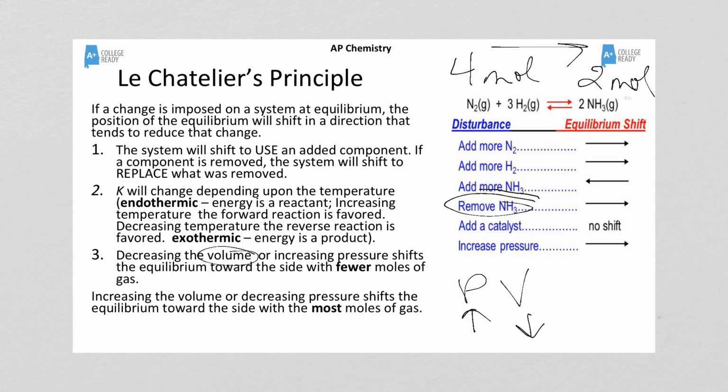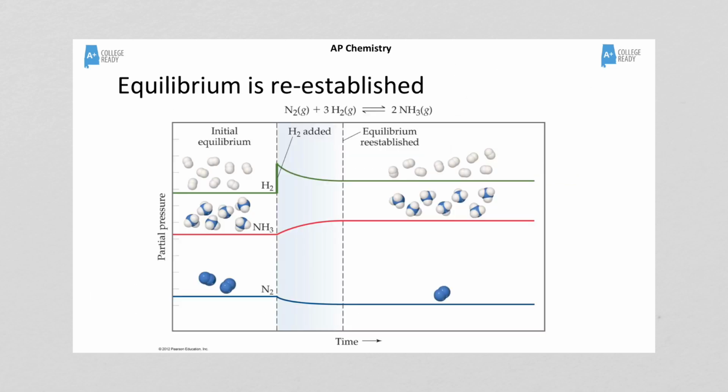Now if we do the opposite, this time we're going to increase the volume, meaning the pressure goes down, and it's going to shift towards more moles. There's more room, so more moles of gases could exist. Those are good scenarios to practice, and maybe to go through the rest of those examples.